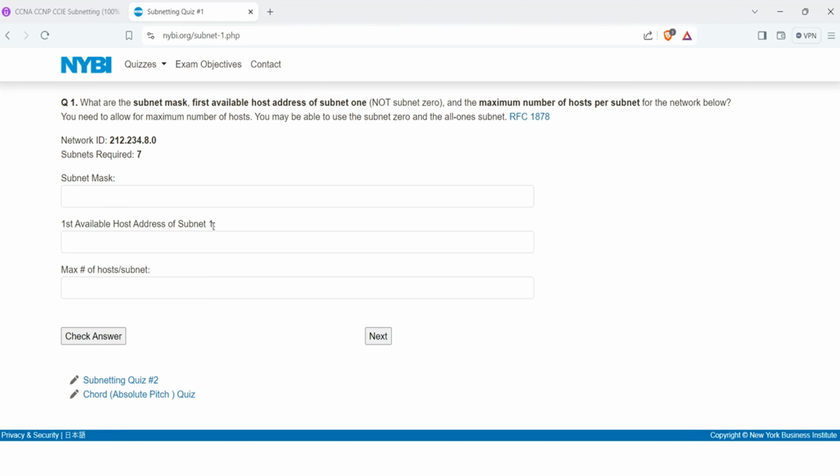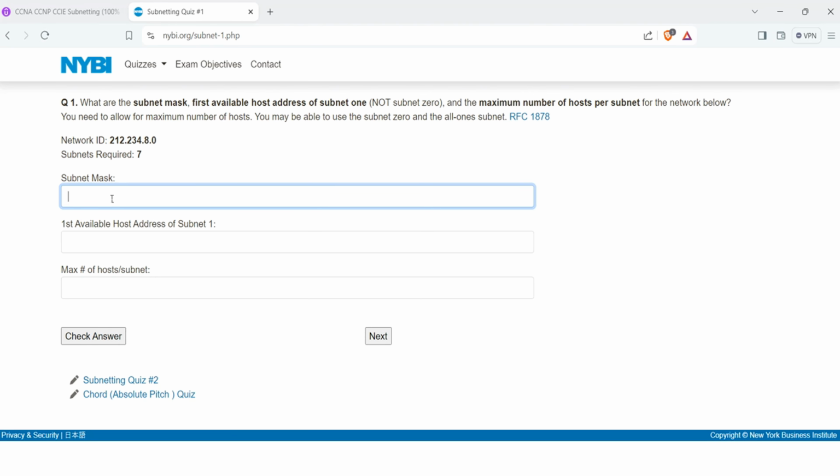Let me give you an example over here. So look at this, 212.234.8.0. We're looking for 7 networks. Okay, let's do it in our head. If I'm looking for 7 networks, this is a class C, which means I only have one octet that I need to borrow bits from. And that's the last zero, which is what? 8 bits. Okay, 2 to the power what is equal or greater than 7? If I borrow 2 bits, 2 to the 2 is 4. No. 2 to the 3 is what? 8.